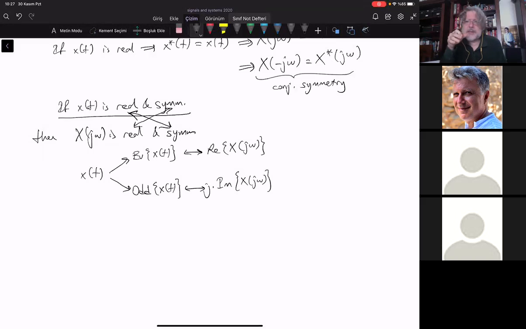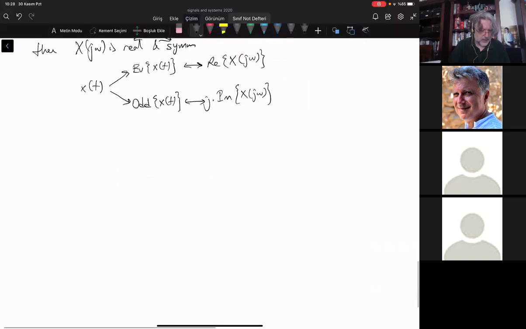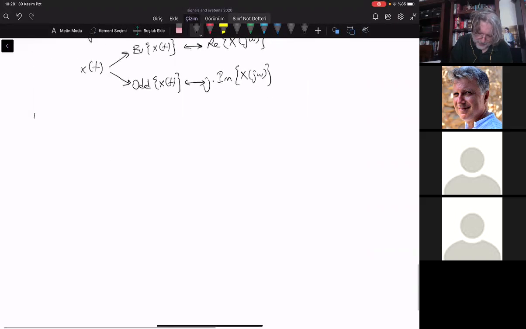So just like splitting your signal into even and odd parts, you can split your Fourier transform into real and imaginary parts. And the real part is handling the symmetric part of x of t, and the imaginary part is handling the antisymmetric, the odd part of x of t. Okay, this is also something that may be of use in some cases. So how can we use this?